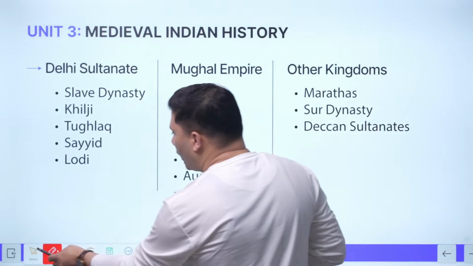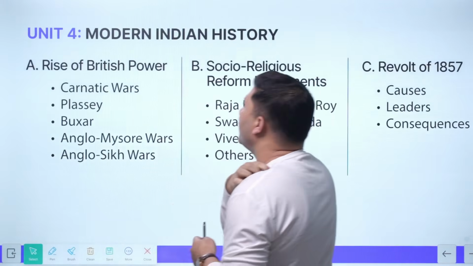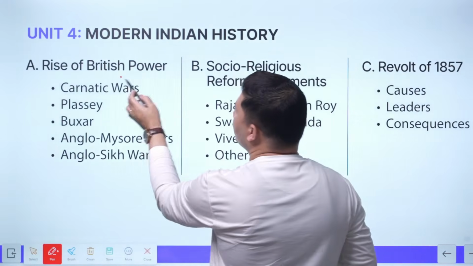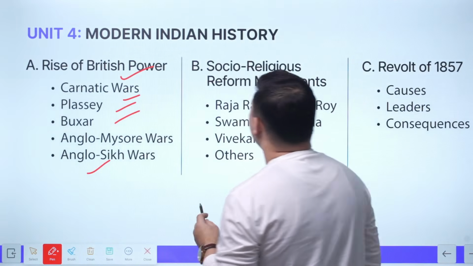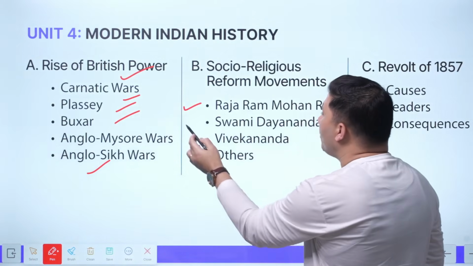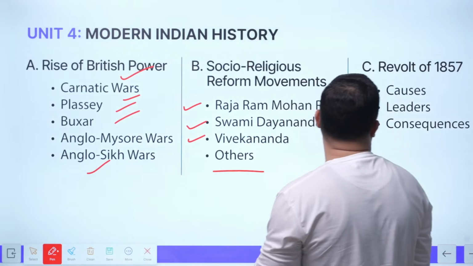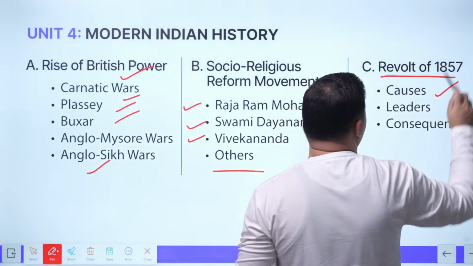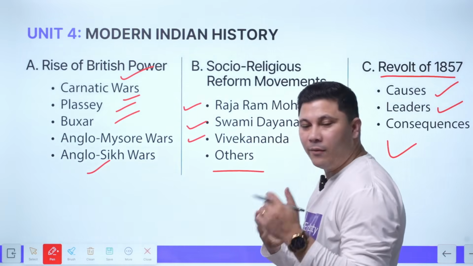Now going forward in the history section, you also have to study the modern Indian history. In the modern Indian history, you have to study the rise of British power, the Carnatic War, Plassey, Buxar, Anglo-Mysore War, then the socio-religious reforms by Raja Ram Mohan Roy, Swami Dayananda, Vivekananda, and other important personalities. Apart from that, you also have to study the revolt of 1857. What were the causes of the revolt? Who were the leaders? What were the consequences?